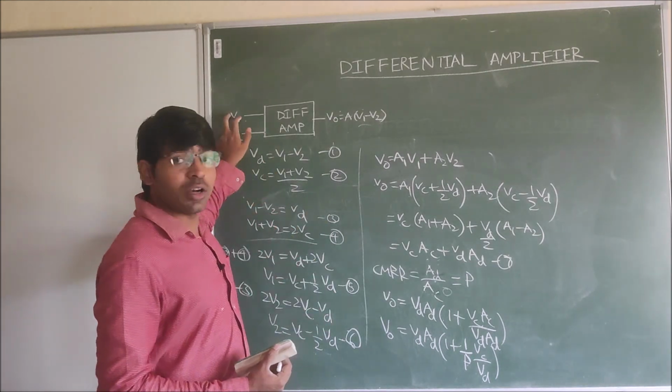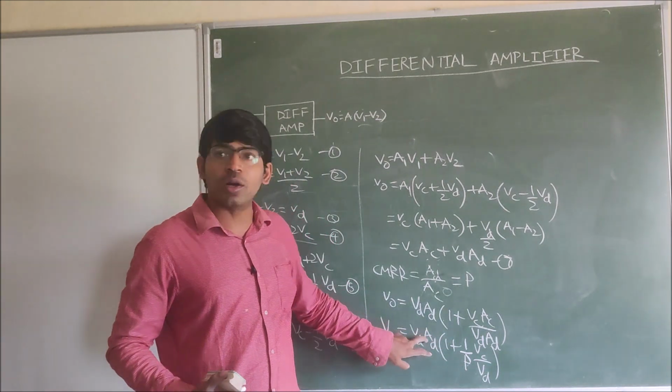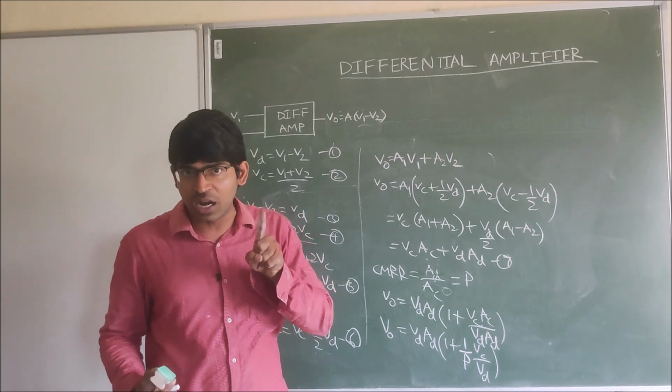So if I give some V1 and V2, because the manufacturer gives the CMRR and the differential gain, we can calculate the exact output of this differential amplifier.